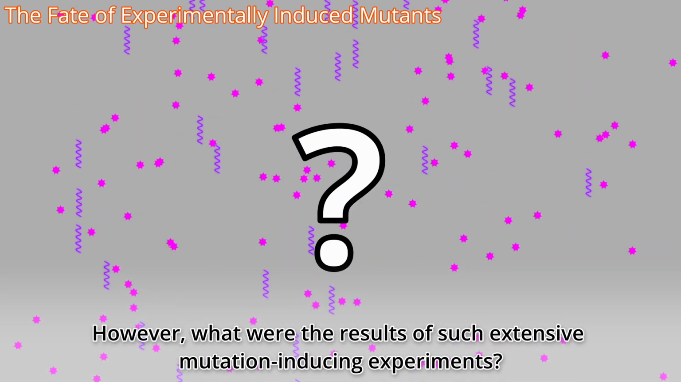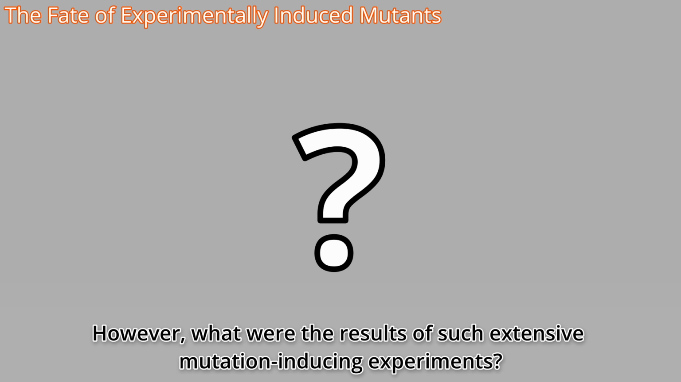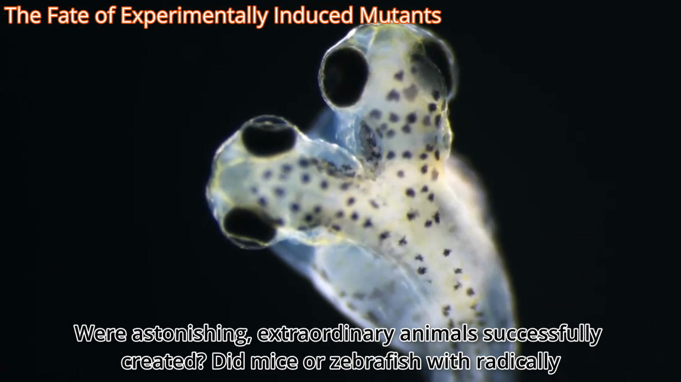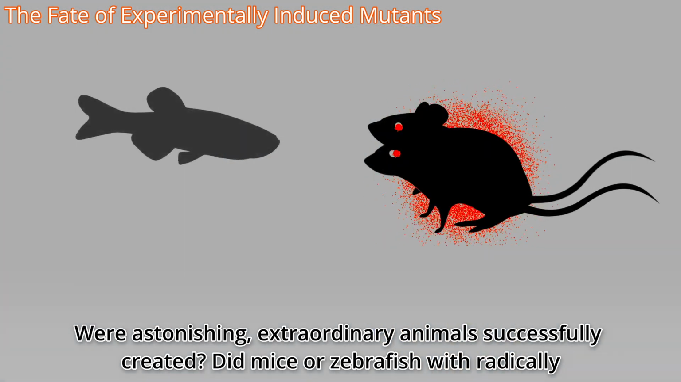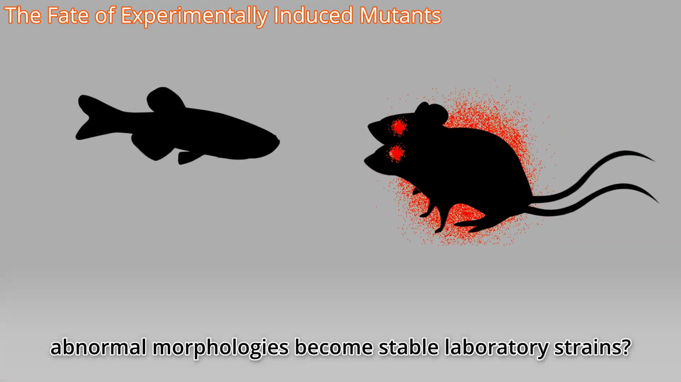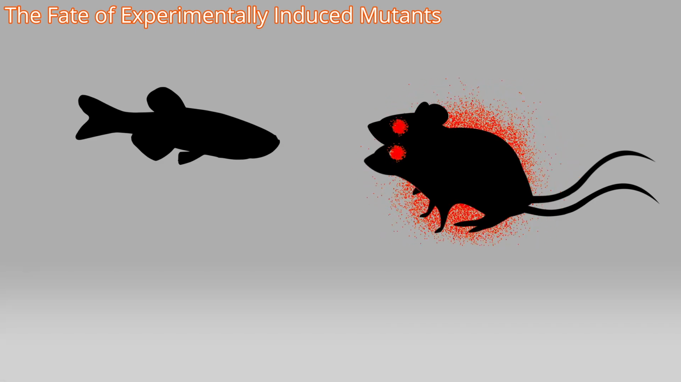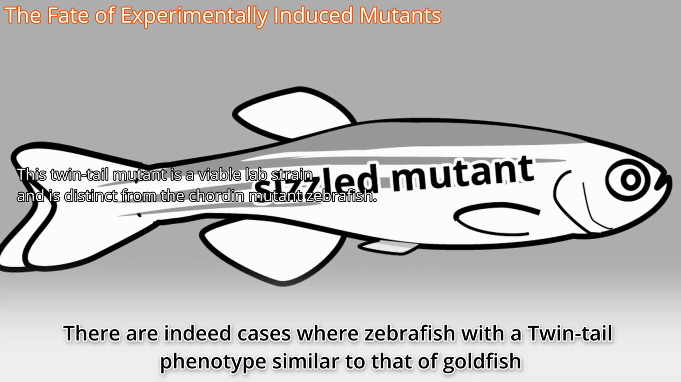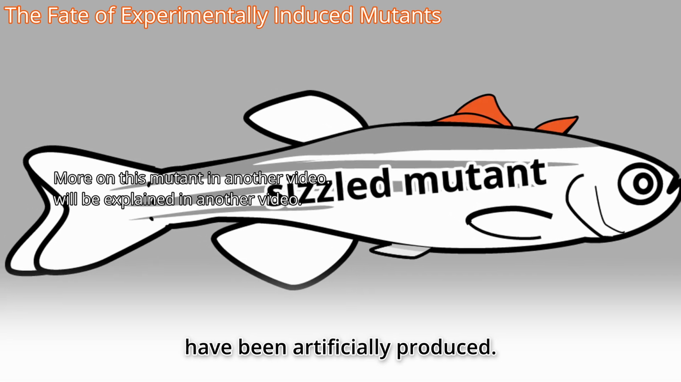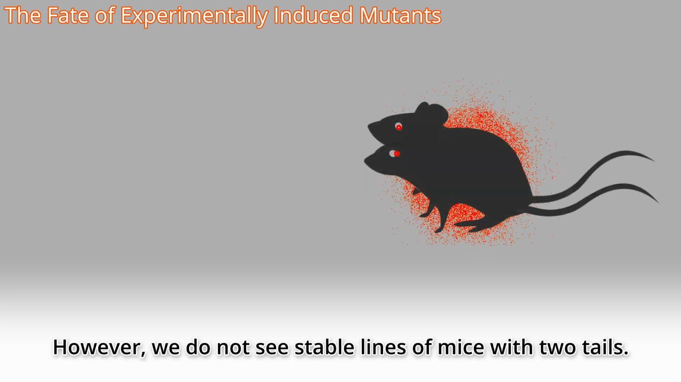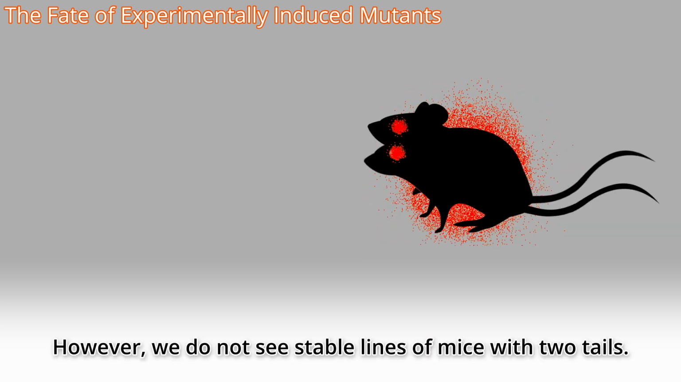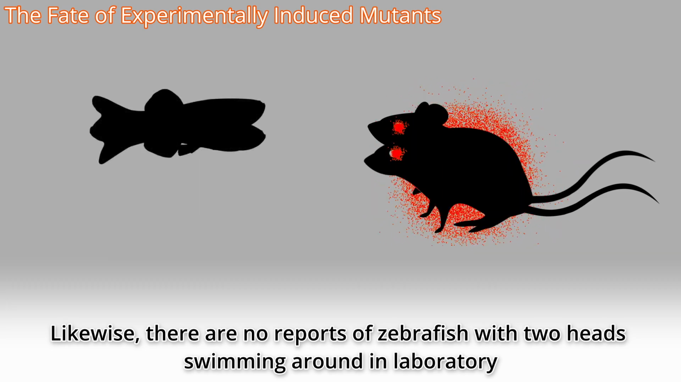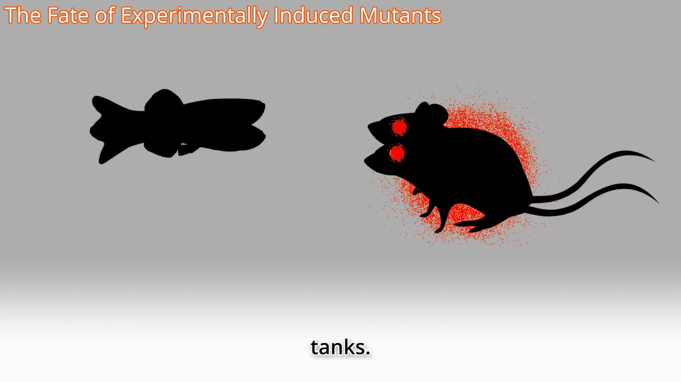However, what about the result of such extensive mutation-inducing experiments? Were astonishing, extraordinary animals successfully created? Did mice or zebrafish with radically abnormal morphologies become stable laboratory strains? There are indeed cases where zebrafish with a twin-tail phenotype similar to that of goldfish have been artificially produced. However, we do not see stable lines of mice with two tails. Likewise, there are no reports of zebrafish with two heads swimming around in laboratory tanks.